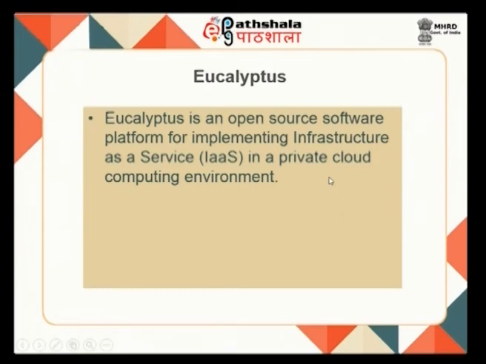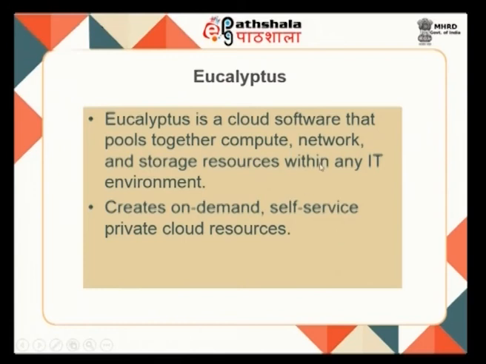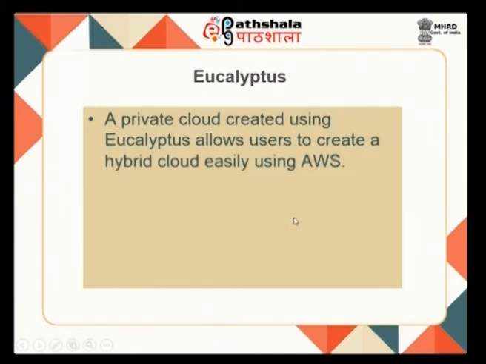The next IaaS platform is an open source platform called Eucalyptus. This can be used to create a private cloud. The acronym is Elastic Utility Computing Architecture for Linking Your Programs To Useful Systems. Eucalyptus puts together the software, network and storage resources of an IT environment and creates a service. They have the specific advantage of being able to connect with AWS and create a hybrid cloud.